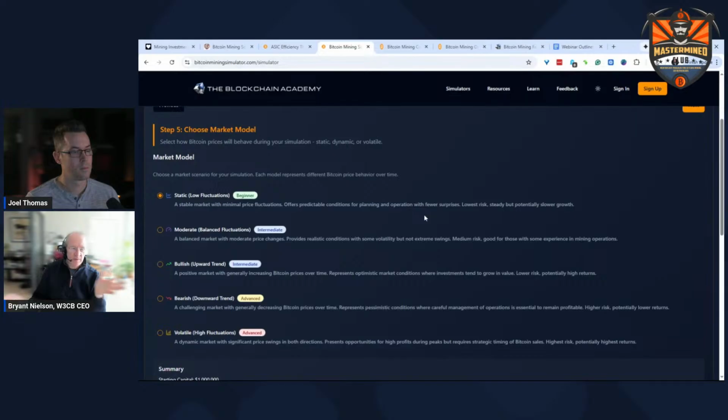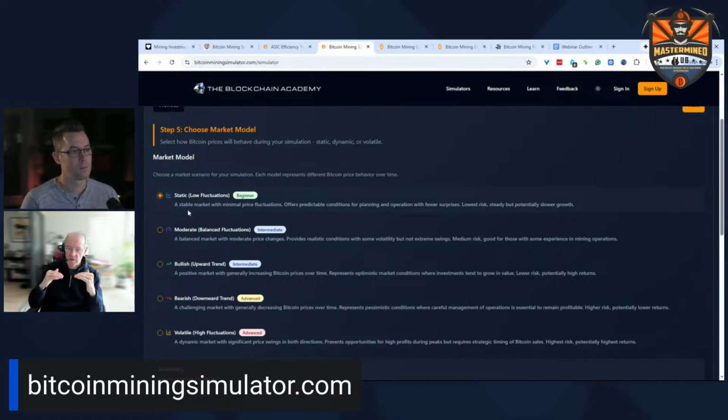I could choose something here. The default is the static low, which means that there's not going to be a lot of difference in prices or hash rate difficulty changes. We could have then a moderate one, a bullish one, which is then showing an upward trend, or a bearish one, a downward trend. So you have the ability to go in and create a scenario that you might experience or want to experience.